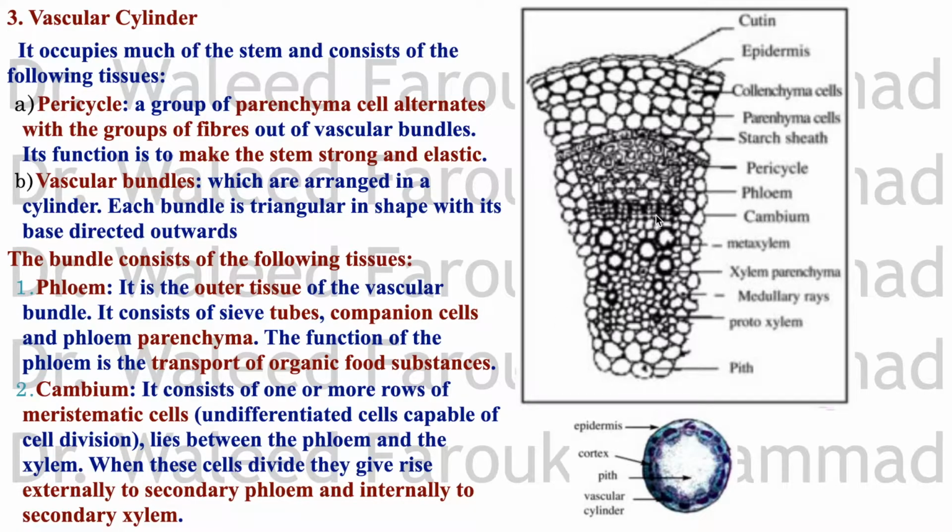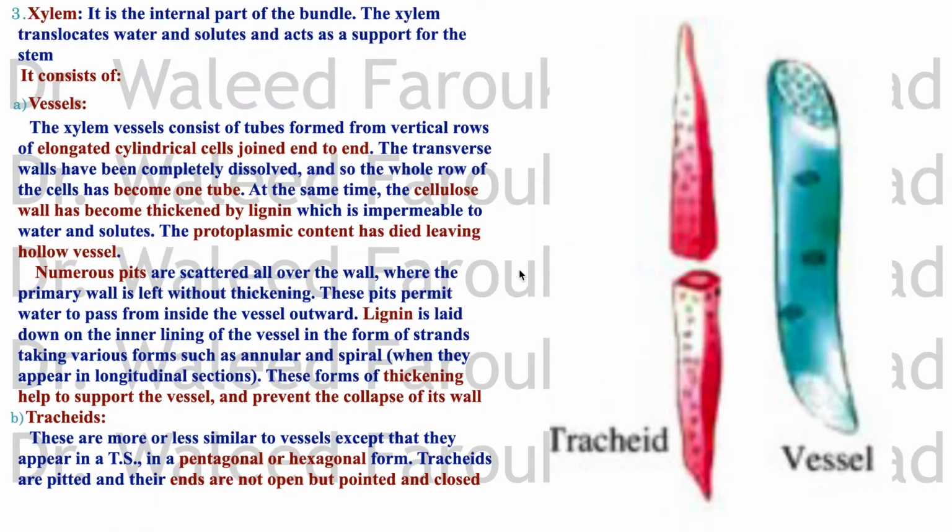Another layer is called the cambium. This is a layer of undifferentiated cells capable of division, called meristematic cells. When they divide, externally they give phloem, internally they give xylem. Okay, externally they give phloem, internally they give xylem.